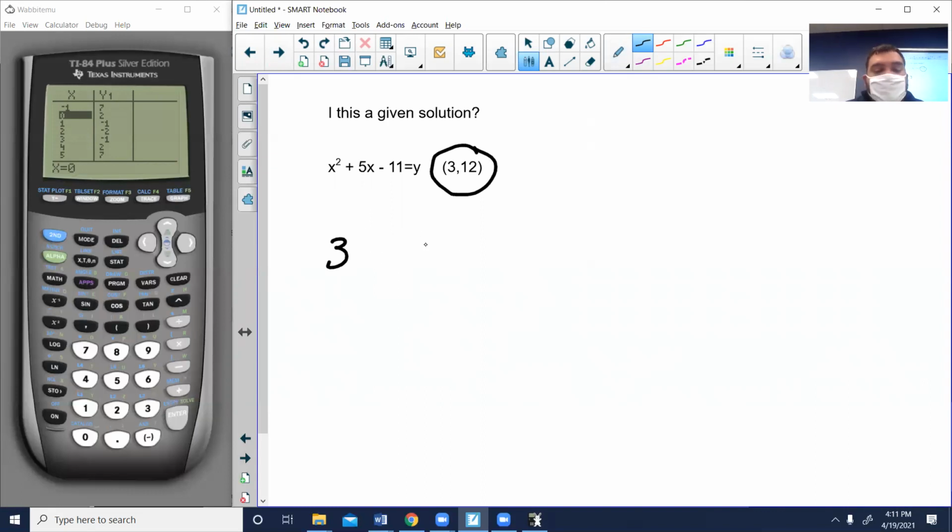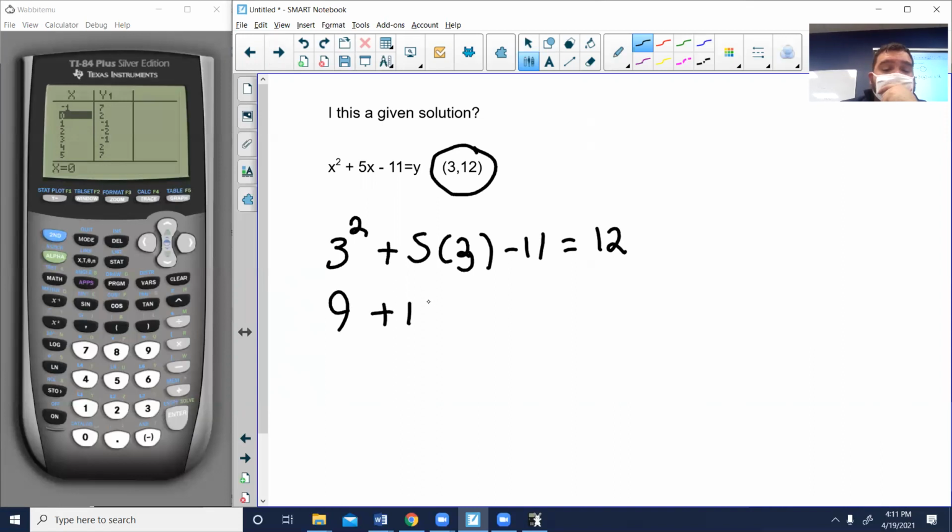Oh wait, x is actually a number. 3 squared plus 5 times 3 minus 11 equals 12. It gives you your point. 9 plus 15 minus 11 equals 12.